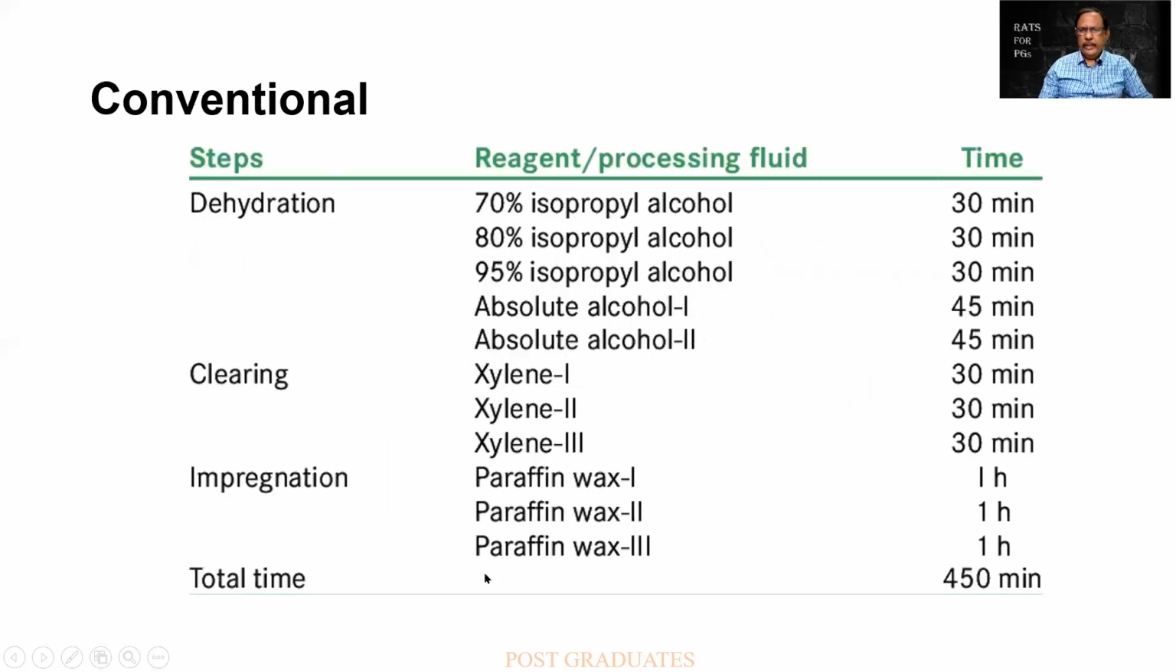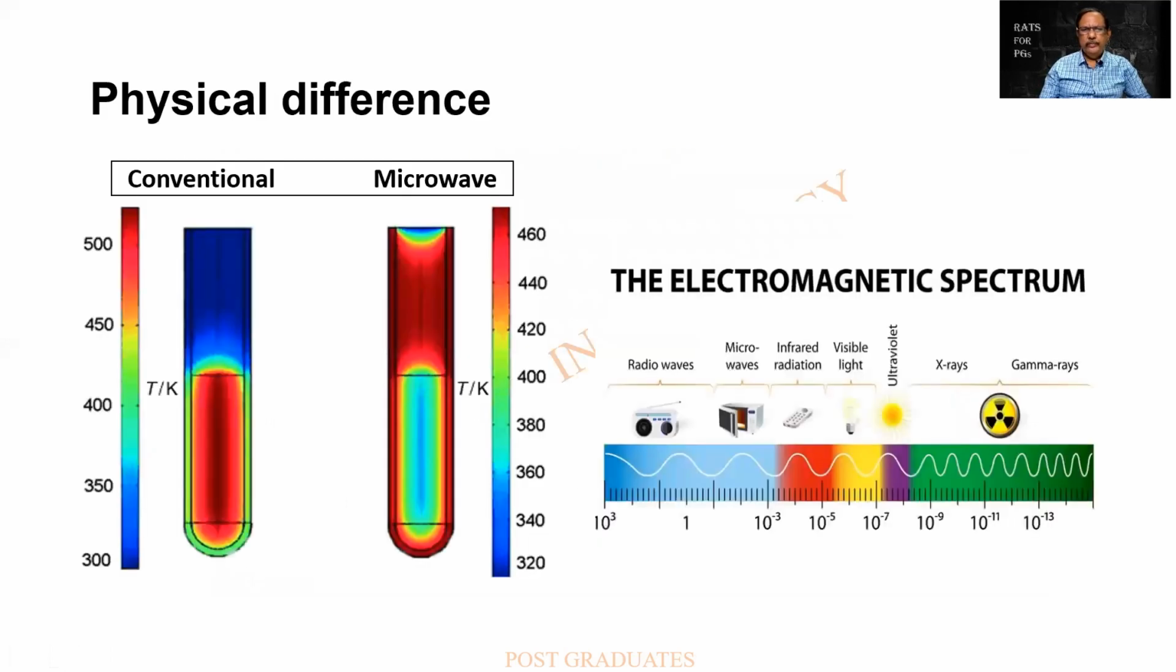And these are the various steps. Again, I had shown you in the first slide, the various stages are there. You people already know isopropyl alcohol, alcohol, xylene for clearing, paraffin wax. Initially it is impregnation followed by embedding. The total time that is taken is about 450 minutes for the conventional tissue processing. 10 to 12 hours is the average time that you people can remember.